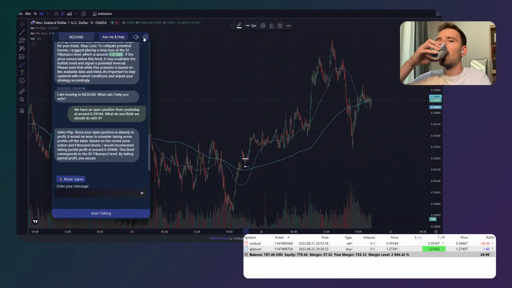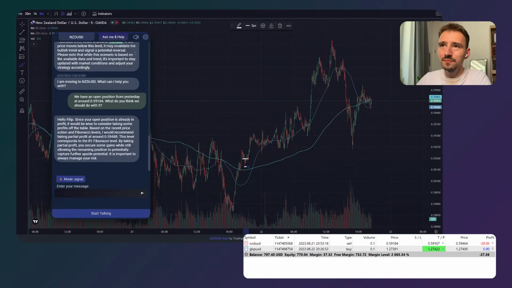It is already in profit. It would be wise to consider taking some profits off the table, based on the recent price action and feedback.